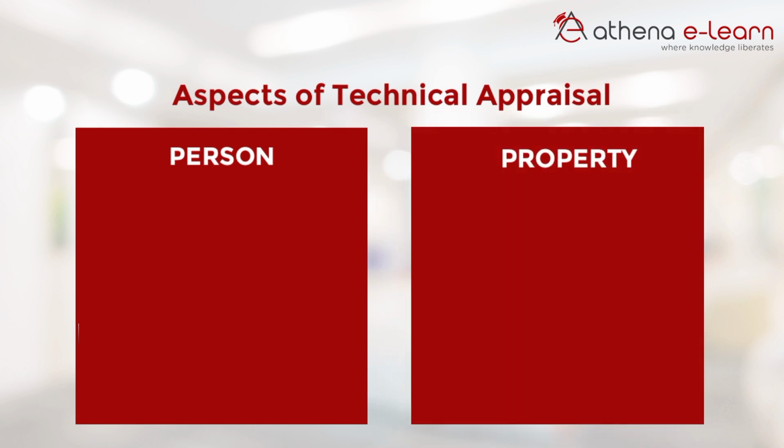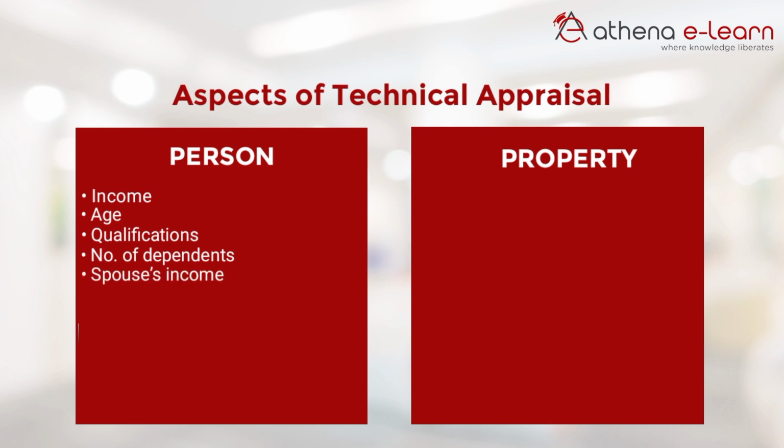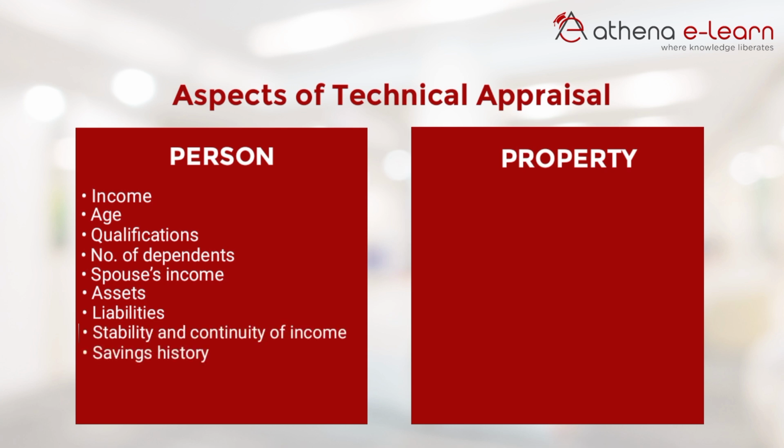When you are appraising the person, as we have seen in the credit module, you will appraise income, age, qualifications of the individuals applying for the loan, the number of dependents, the spouse's income, what are the assets that the person has, what are his liabilities, and therefore you are in a position to determine his overall capacity to service a loan, the stability and continuity of income, and his savings history.